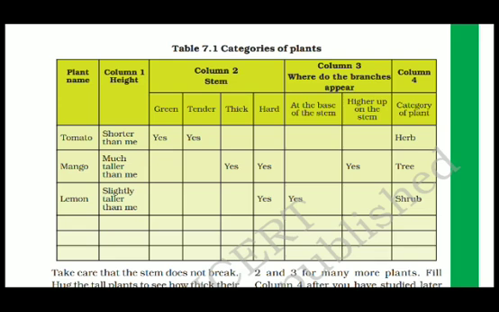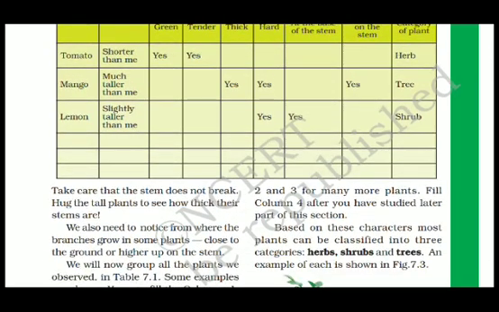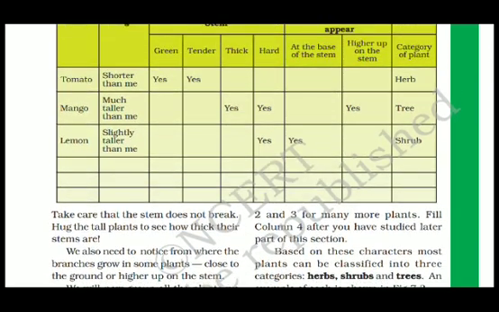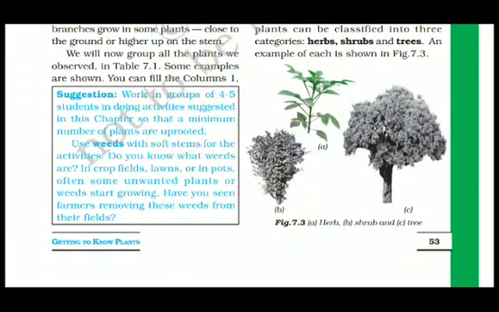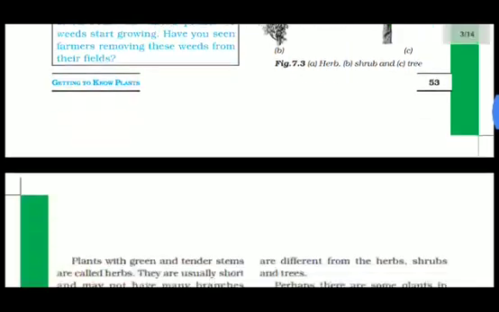So we'll just look at these 3 examples and see some examples. Based on these characters we can classify the plants as herbs, shrubs and trees. And for this there are some pictures given here. A is a herb, B is a shrub and C is a tree.